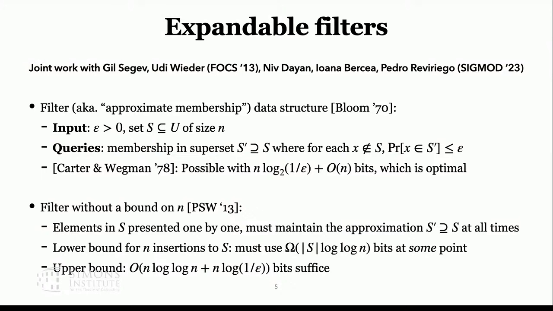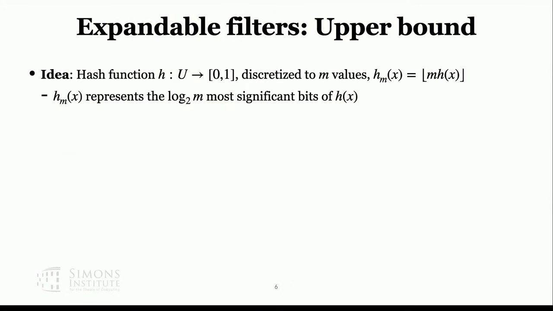Okay. So this was all nice. But then, and actually let me start by telling you how this works, because it's kind of the upper bound. Because it's pretty simple. Okay. So we use a hash function, and for simplicity, I'm just going to assume that we hash to the real values between 0 and 1. Okay. And we are going to discretize this hash function in different ways.